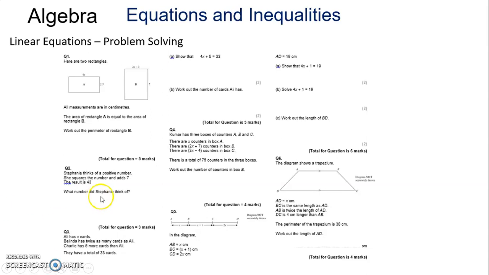Sometimes, like in this first example, you're told that the areas of these rectangles are equal. So if you can find an expression for the area of rectangle A and an expression for the area of rectangle B, you can then make those two expressions equal and solve the equation. These are challenging, so you're going to need to take a bit of time to give this your best shot, and then tomorrow I will upload the mark scheme for these exam questions so that you can take a look at how you got on.